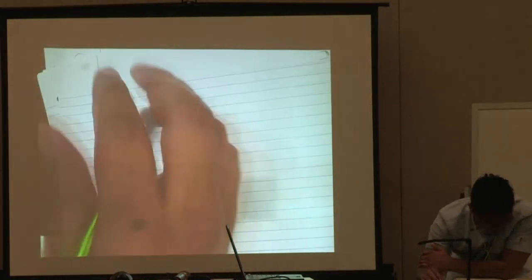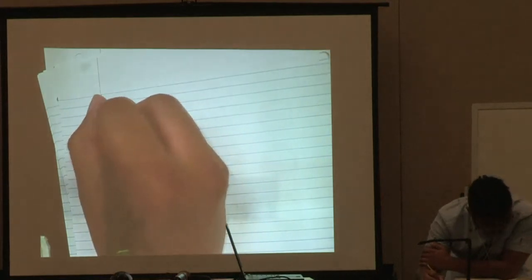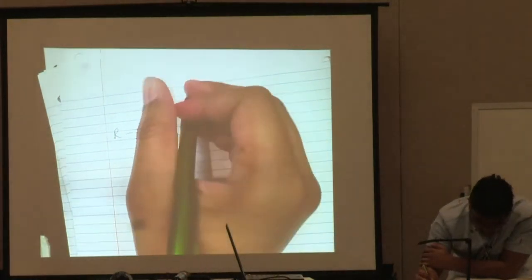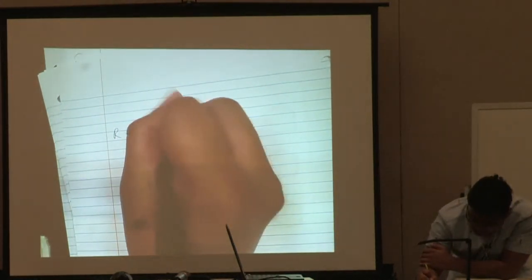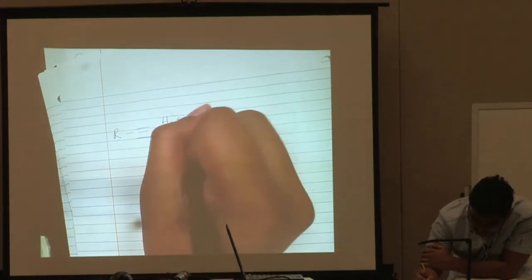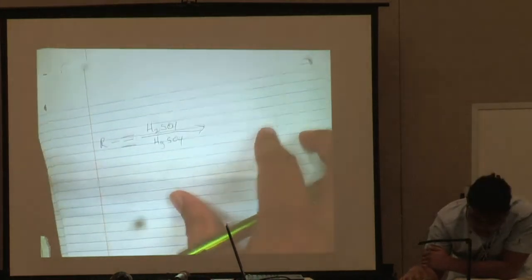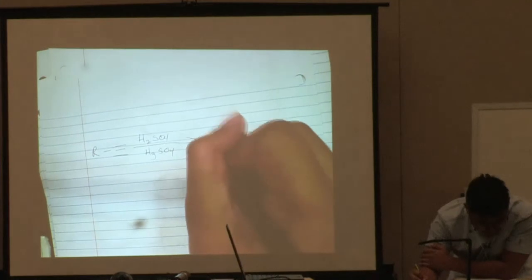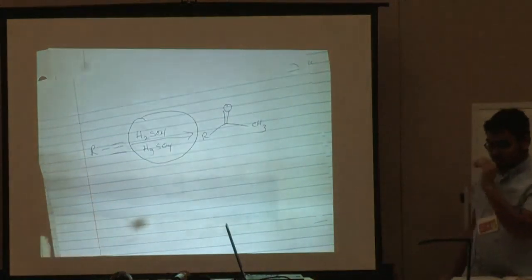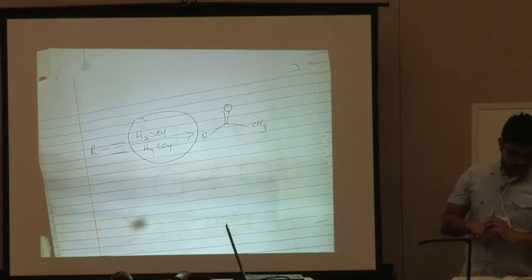If I use sulfuric acid with mercury sulfate, I get a ketone, right? The carbonyl will not be terminal, it'll be on the inside. So these two, be wary of, because students often get them tripped up, so be careful.